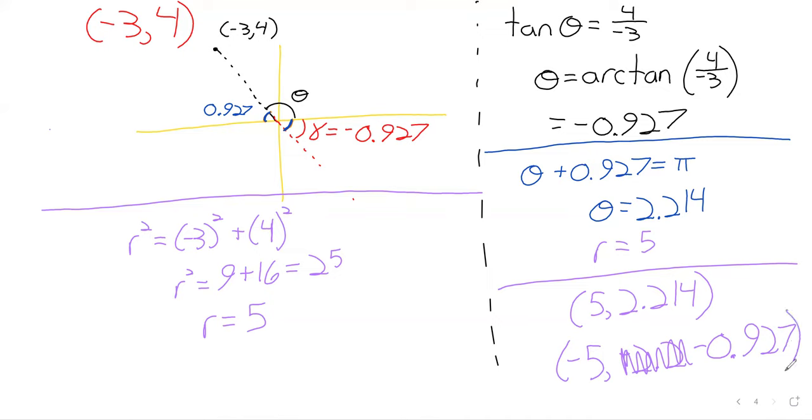So the reason this works is because of the way a negative radius works. The angle takes you here. A positive radius would cause you to go in that direction, but a negative radius causes you to go in the other direction. Conventionally speaking, we prefer to have a positive radius and a positive angle.